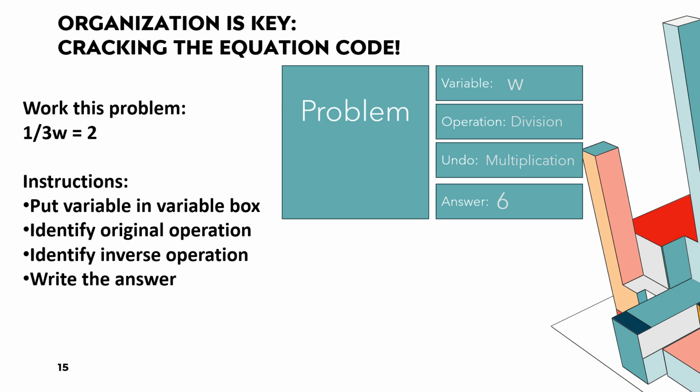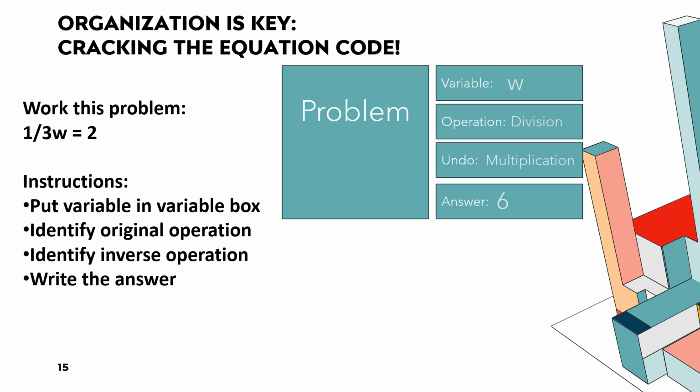Let's isolate w in this equation. We want to find w, which is being divided by 3. This goes in the variable box. Using the opposite operation is the key to finding the solution. Since division is used, its inverse, the opposite operation, is multiplication. That's our key to solving for w.